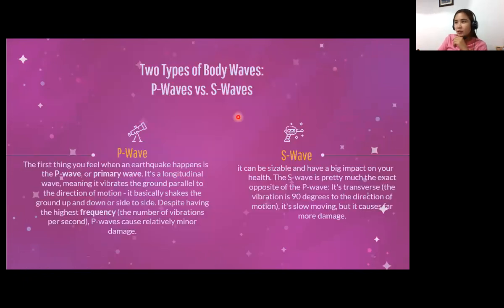So, again, let's go back to the two types of body waves, the P waves and the S waves. So, if we're going to compare again, P wave and S wave, sa P wave muna, ulitin natin, it's a longitudinal wave, meaning it vibrates the ground parallel to the direction of motion. It basically shakes the ground. So we are talking about the body wave. So it shakes the ground up and down or side to side.